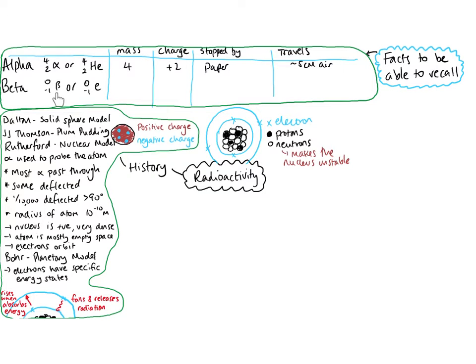A beta particle can be written as 0, -1 with the Greek symbol beta, or you'll get used to seeing it as an e, because actually a beta particle is a fast-moving electron. The reason it's a -1 is because within the nucleus, when beta particles are released, a neutron switches into a proton, and the fast-moving electron gets ejected away.